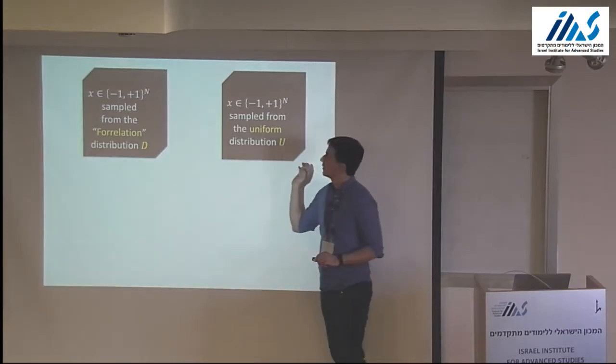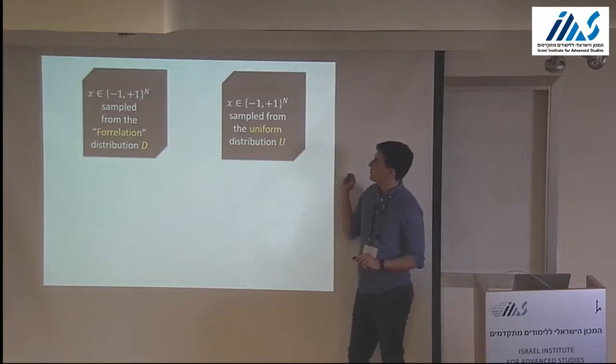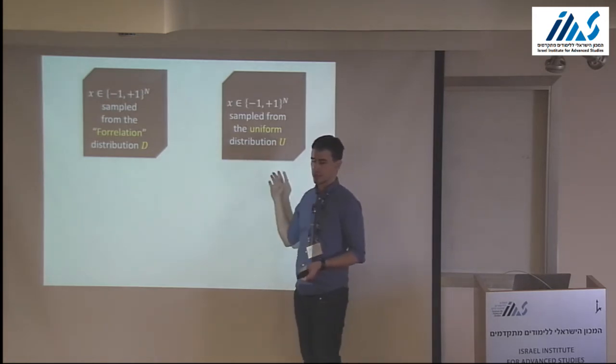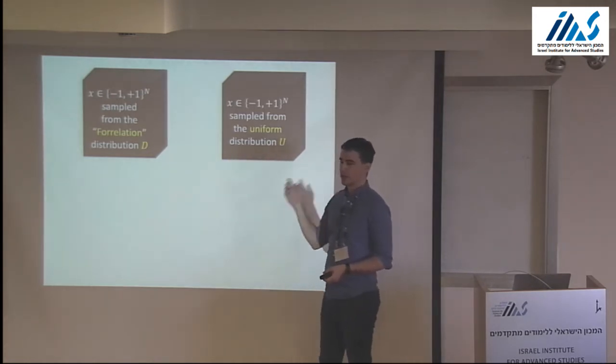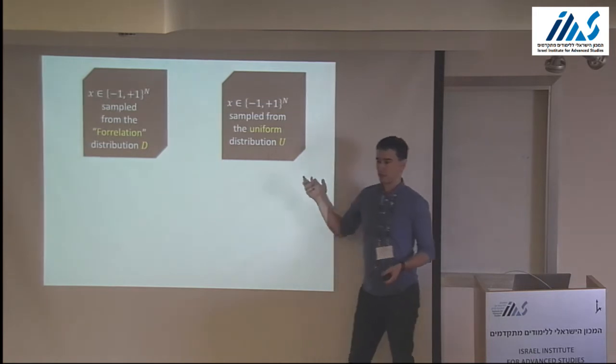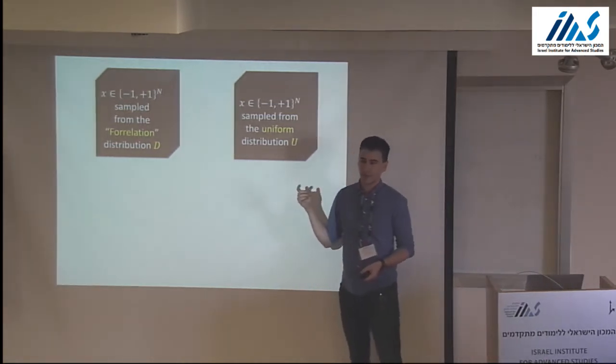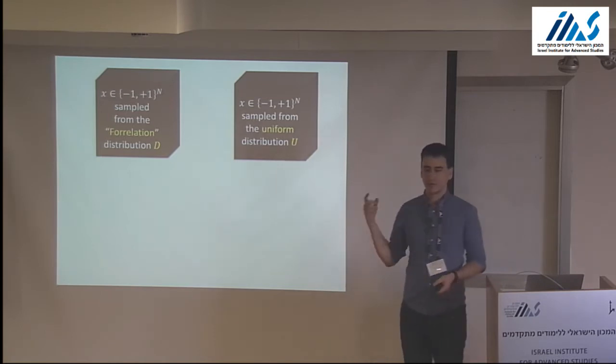And the name of the game is really, can you tell the difference between these two boxes? So you're getting one of these boxes at random. You don't know which you got. And you are allowed to ask several queries to this box. And you need to tell which box you got. And the quantum algorithm is able to do it very efficiently.